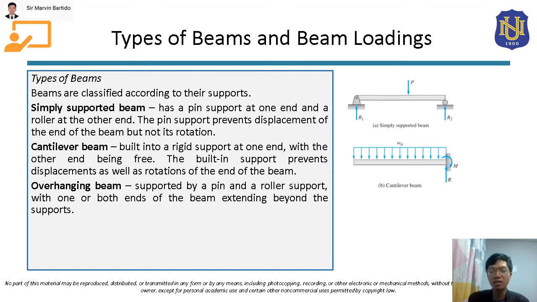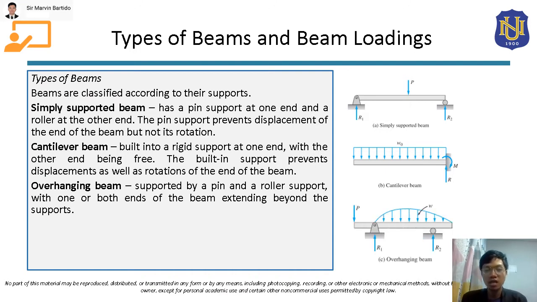And then the third type, class, is what we call overhanging beam. So overhanging beams are supported by a pin and a roller support with one or both ends of the beam extending beyond the supports. So this is an example, class, of an overhanging beam. In this case, both ends of the beam have extension beyond the support, right? So there's an overhang here, and there's also an overhang here.